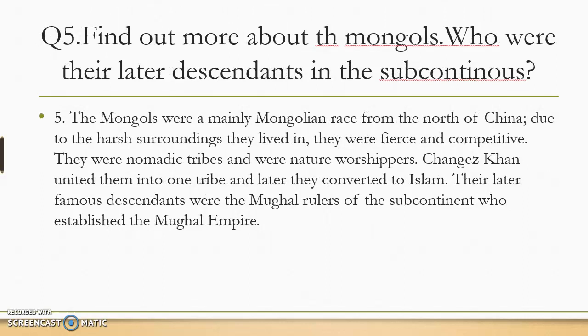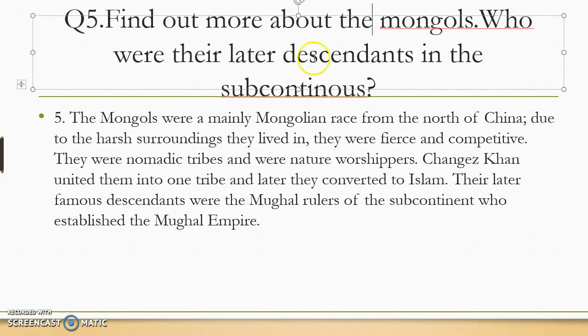Question number 5. Find out more about the Mongols. Who were their later descendants in the subcontinent? The Mongols were a mainly Mongolian race from the north of China. Due to the harsh surroundings they lived in, they were fierce and competitive. They were nomadic tribes and were nature worshippers. Genghis Khan united them into one tribe, and later they converted to Islam. Their later famous descendants were the Mughal rulers of the subcontinent who established the Mughal Empire.